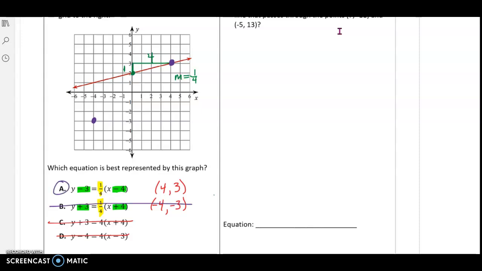And this is how it will look on the test. Just remember opposite signs and that x goes first. Find your slope first, really, because then you can eliminate 2 of your answer choices.